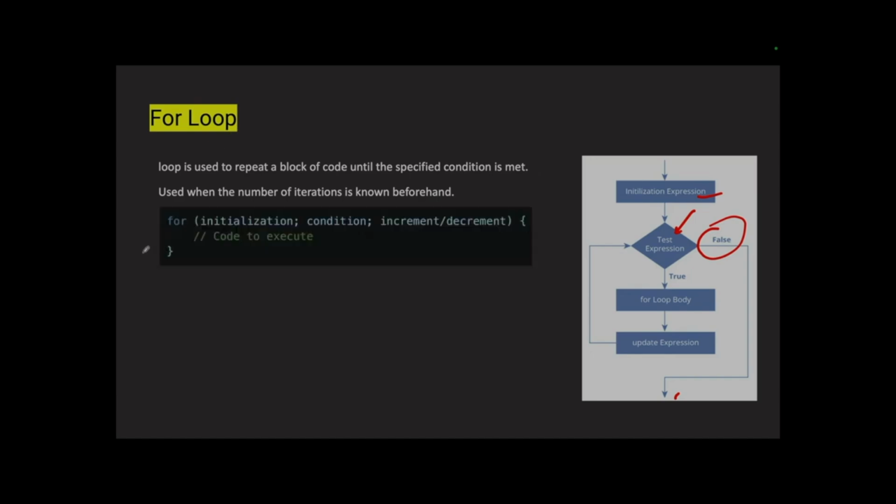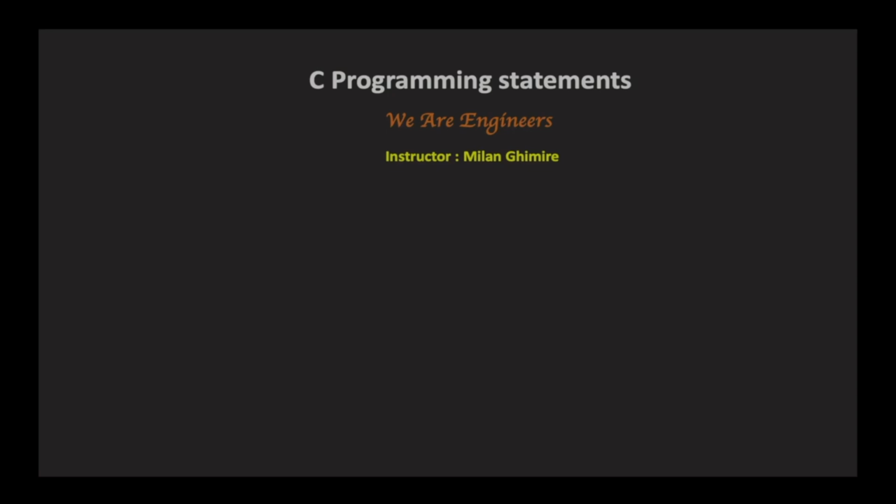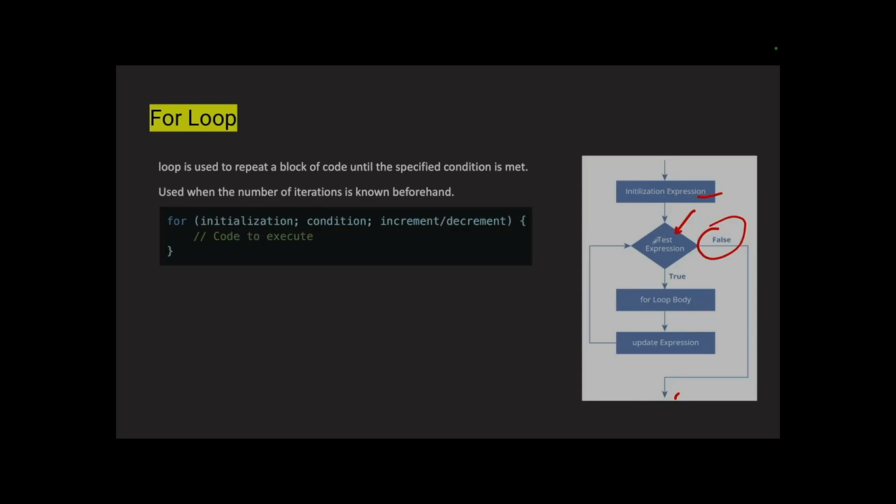For the syntax, you can see here for, we'll put the initialization, the condition, increment or decrement. So this is the syntax. First we will initialize one value, we'll put the condition over there, and we will increment or decrement the initialization value. Here you can see test expression, loop body and update expression. This increment or decrement will update the expression.